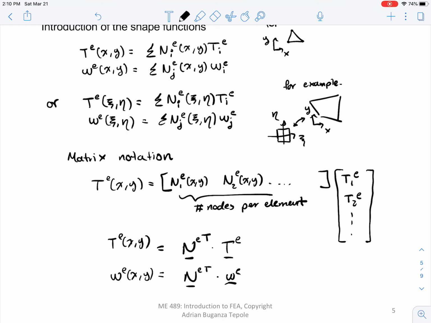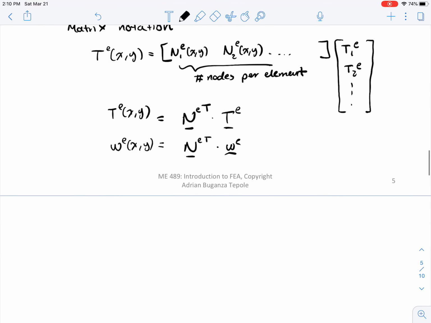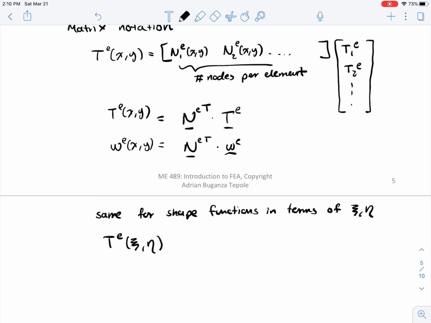And this is if you have the shape functions in terms of xy, but it actually also looks the same if you have shape functions in terms of xi eta. So in that case, for example, the temperature field in terms of xi eta is going to be, you can just put, again, the shape functions in a vector, is exactly the same.